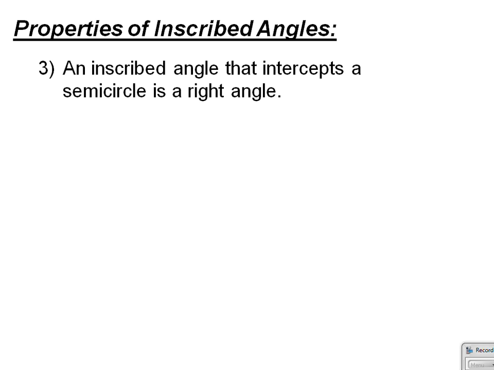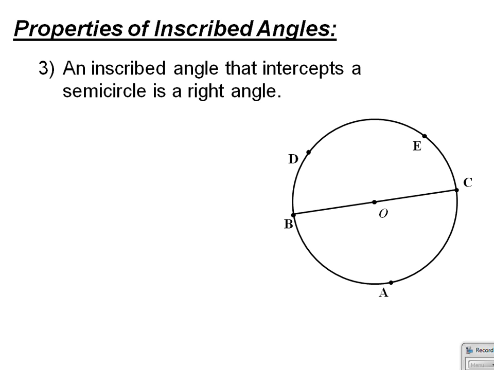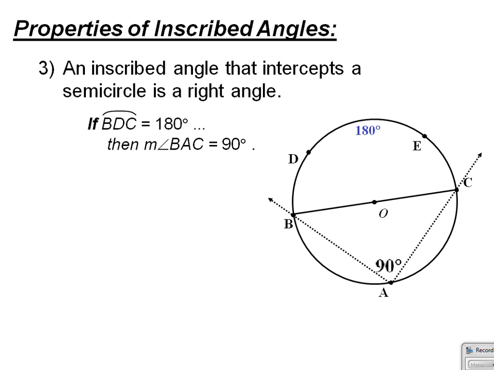In addition, inscribed angles have a few more properties to discuss. Property 3, an inscribed angle that intercepts a semicircle is a right angle. So here we have ourselves a circle where we have a diameter BC forming a semicircle, arc BDC. That semicircle has an inscribed angle that intercepts it, angle BAC. So, since arc BDC equals 180 degrees, then the measurement of angle BAC has to equal 90 degrees.